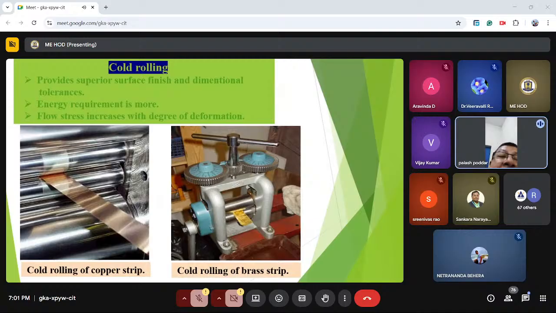Here we can see two examples: cold rolling of copper strips, and on the right side, cold rolling of brass strips. These are called the screw down system. Right side, this is called screw down system.